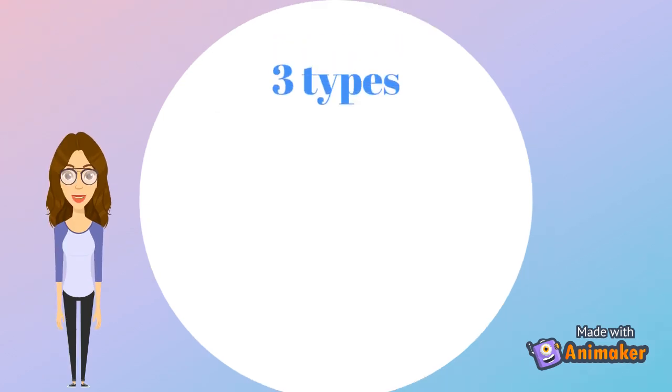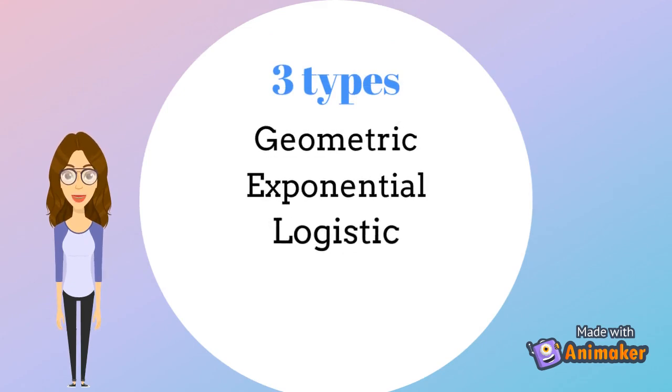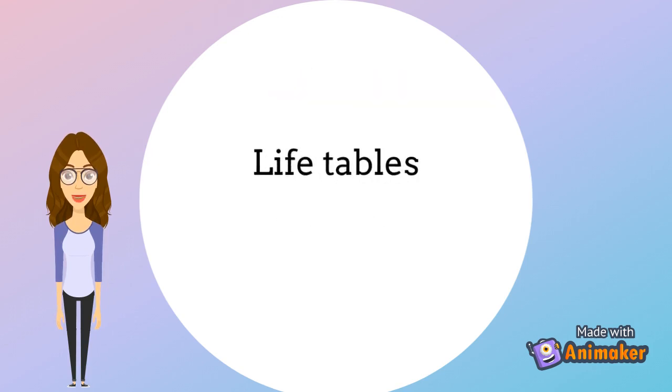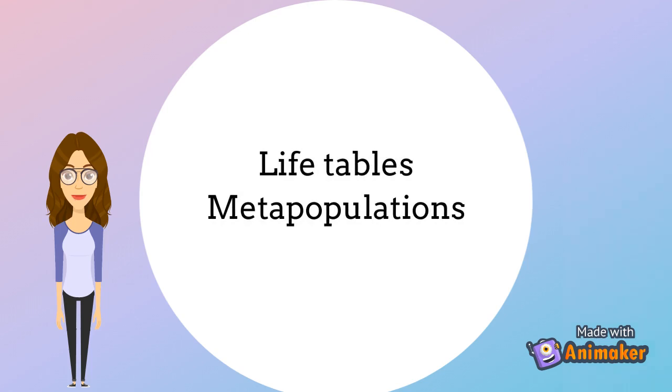There are three main types of population models: geometric, exponential, and logistic. But these are not the only ways that populations can be modeled. I will also be discussing the concepts of life tables and metapopulation models.